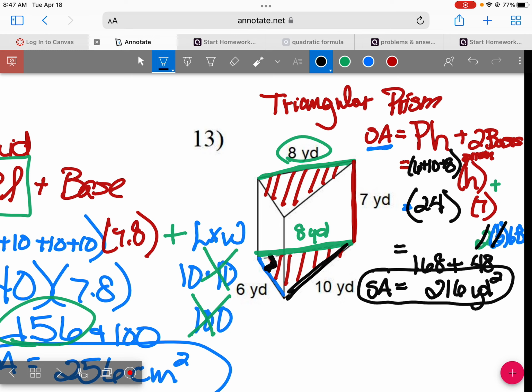Okay, make sure you're double checking those formulas. What?